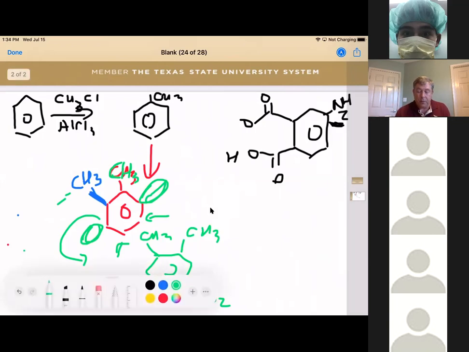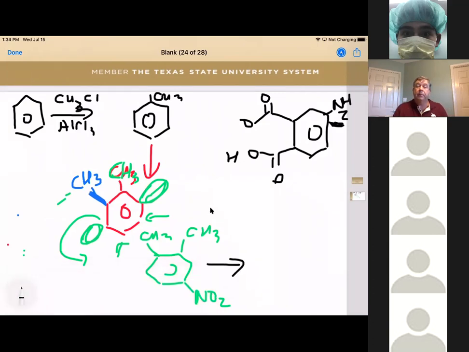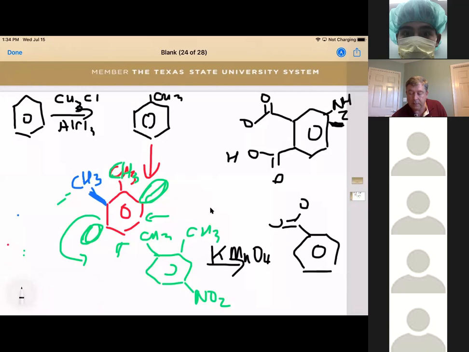Okay, so now we want to reduce down our amine or oxidize down our methyl groups. Amines are really susceptible to oxidation, so I think we need to oxidize our methyl groups to carboxylic acids before we reduce our nitro group to the amine. And how would we do that? What reagent do we have available to us to do that? Something like potassium permanganate. Potassium permanganate will give us our dicarboxylic acid product, and our nitro compound will be unaffected.